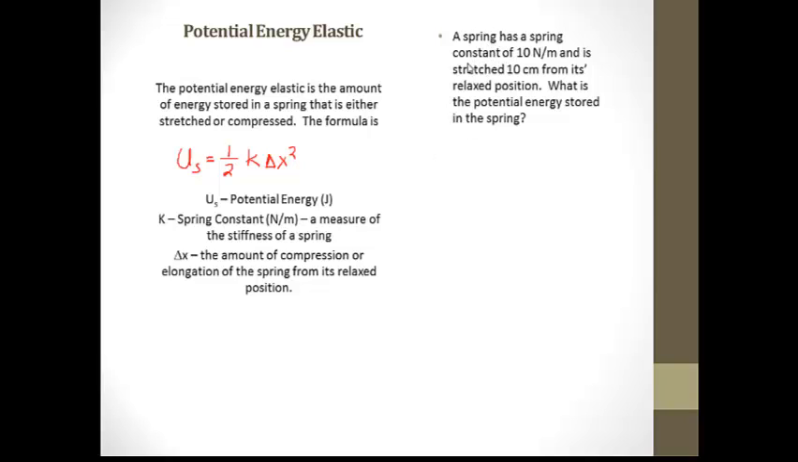A spring has a spring constant of 10 newtons per meter, and it's stretched 10 centimeters from its relaxed position. When I say relaxed position, I mean the position that it has no tension on it. That's relaxed position. So we'll go ahead and solve this. U sub S, 1/2 k delta x squared, I'll write the formula down again. And then I just substitute in my values, k being 10 times delta x. Now this is in centimeters, so you have to convert to meters, which would be 0.1 squared.